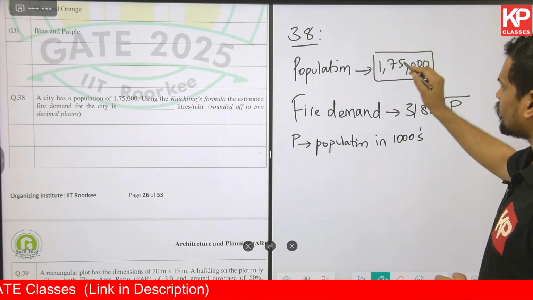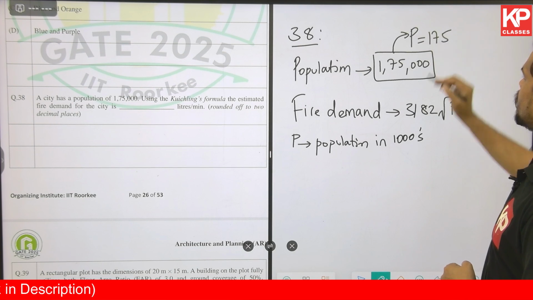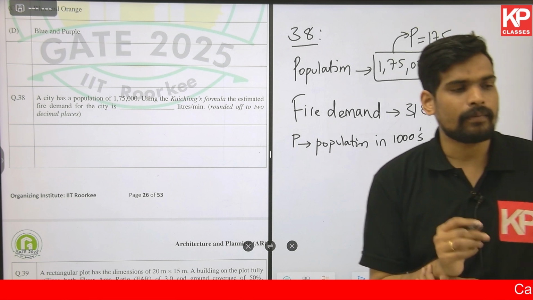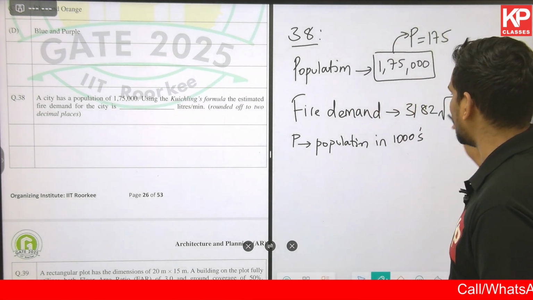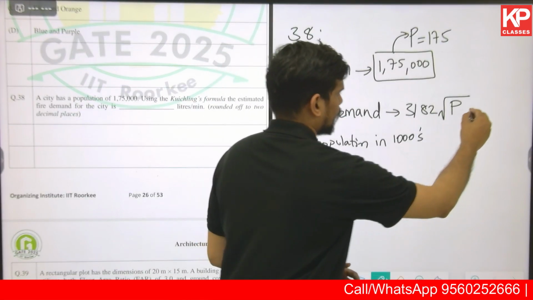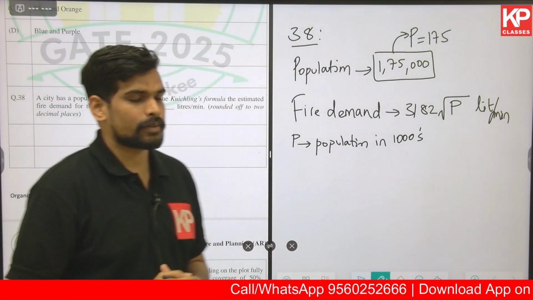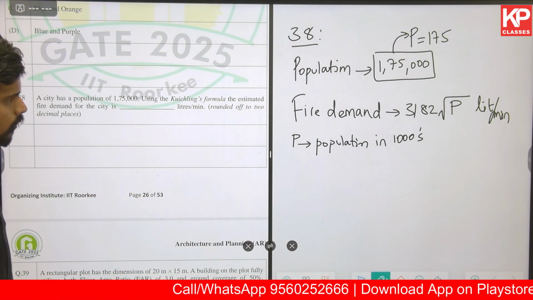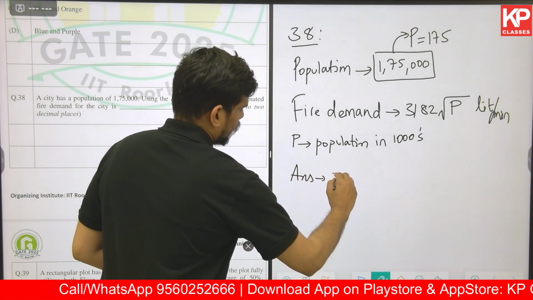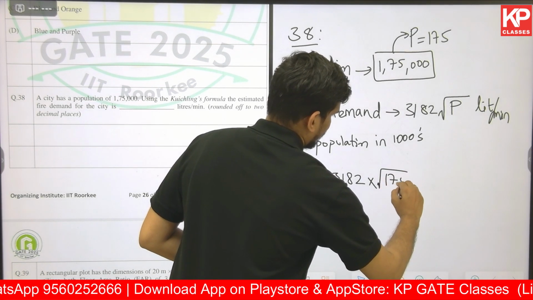1,75,000 is 175,000. So the value of P for us for this question will be 175. This formula gives you the fire demand in liters per minute itself. So this is 3182 root over P in liters per minute. If you use this formula, you'll get your answer in liters per minute, which is what they are asking also. So the answer for this question will be 3182 into root over 175.